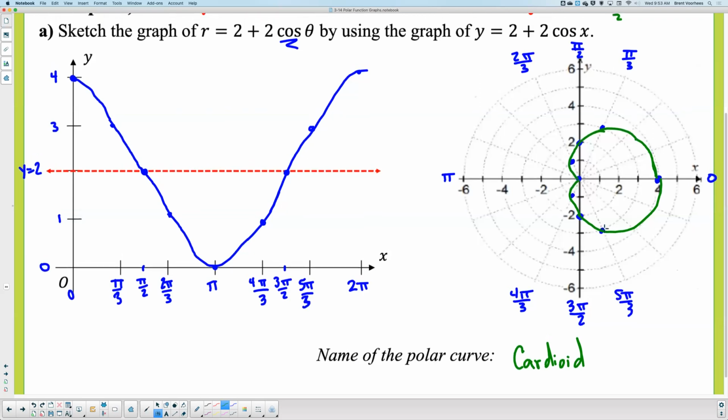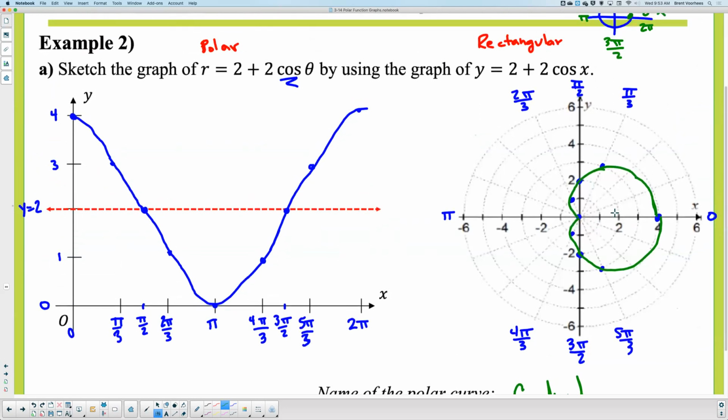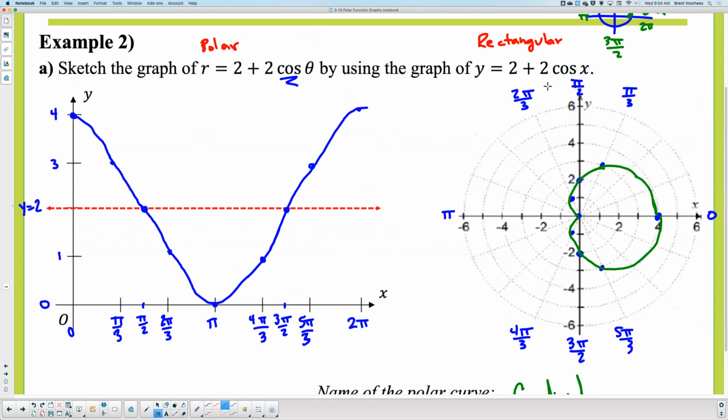Why do you think this heart faces to the right? Because it's a positive cosine. What would be different if it were a positive sine? It would be going up. What if it were a negative cosine? Not down, negative cosine, it would be going to the left. And finally, what if it was a negative sine?